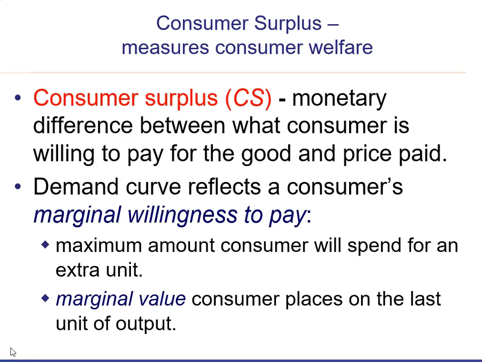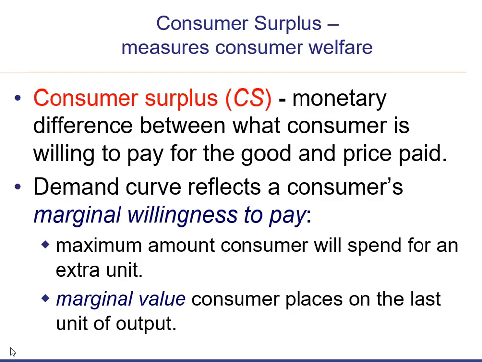So consumer surplus, what is it? Very easy. An example: maybe you like an item, willing to pay 20 bucks for it, but the price is 12. So you get the difference, $8 in consumer surplus if you make that purchase. Let's turn to the formal definition. It's the monetary difference between what a consumer is willing to pay and the price you actually paid for that item, that good or service.